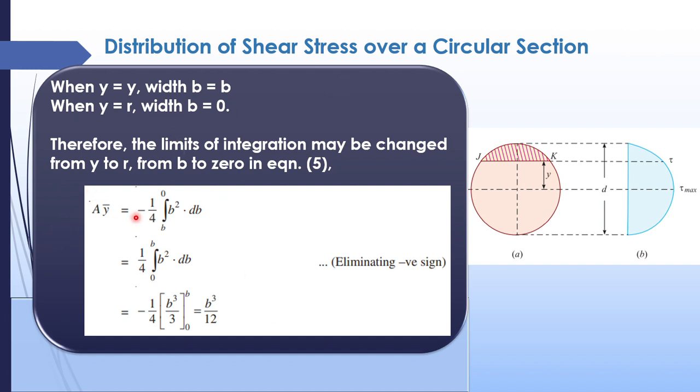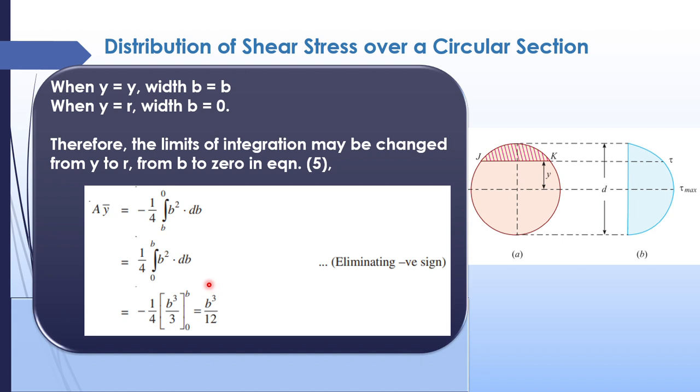That is A y bar is equal to minus 1 by 4 integral b to 0 of b square db. Okay, or 1 by 4, and so these limits can be reversed by multiplying with minus 1. So 1 by 4 into integral 0 to b of b square db, you will get, eliminating the negative sign, finally b cube divided by 12. A y bar is equal to b cube divided by 12.